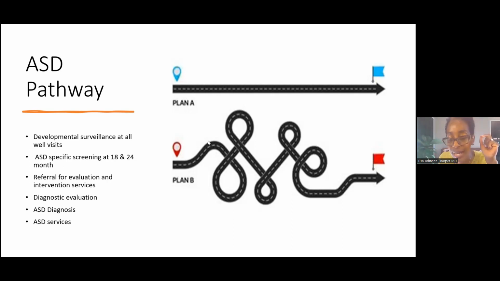The pathway to autism diagnosis and services is not easy. The pathway really should reflect the image at the top of your screen, Plan A. That's really what it should reflect, something that is direct and efficient. Unfortunately, for many, the path of autism diagnosis and services is fraught with misdirection and delays. This is impactful because we know autism can be identified as early as 18 months, and early implementation of evidence-based intervention leads to better outcomes.